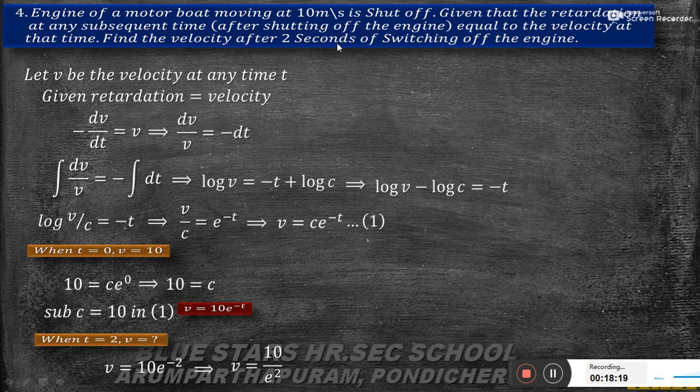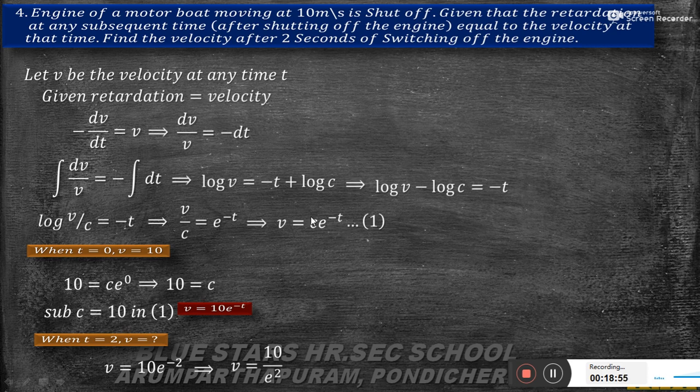So next they ask about after 2 seconds. Find the velocity after 2 seconds, and they have given that the engine of the motor boat is moving at 10 meter per second. So I take when t equal to 0, the initial 0 second, the velocity is 10 meter per second. So v equal to 10. I substitute here in the velocity equation. So v equal to 10 equal to c into e power, the t value is 0. So 10 equal to c. So the next step, therefore c equal to 10 in equation number 1.